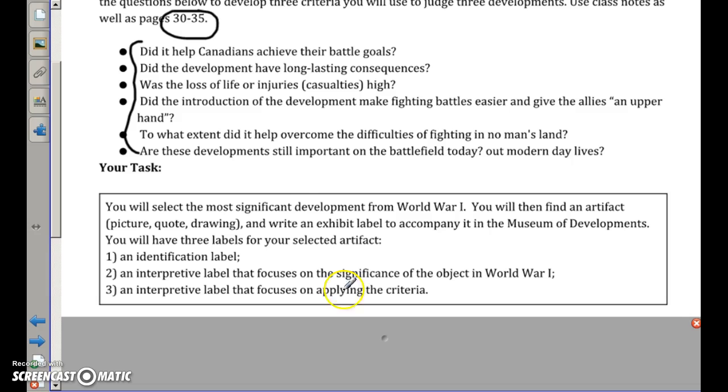You're going to select the most important development after you've done your research on a third. So you're going to do War in the Air, War at Sea, or the third one that you choose. And then based on that, you're going to find an artifact, which can include a picture, a quote, a drawing, and you're going to write an exhibit label that's going to go along with it in something that would appear in the Museum of Developments. So you are going to need to have 3 labels for your selected artifacts. You're going to copy and paste your artifact into a Word document or a Google Doc, and you're going to do an identification label, an interpretive label that focuses on why it's significant, and an interpretive label that focuses on applying the criteria, which are these guys.